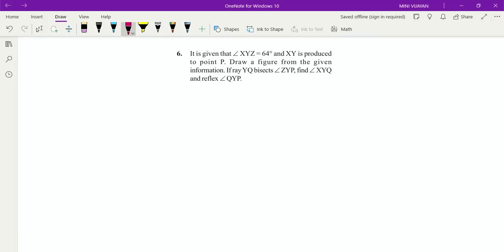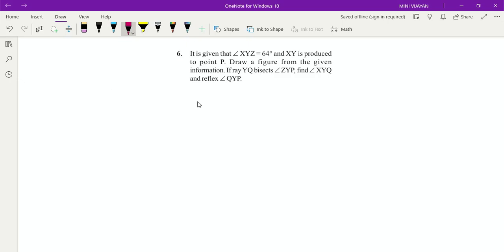So we are at the last question of exercise 1, sixth question. Here the figure is not given. You have to draw the figure according to the points given in the question. It is given that angle XYZ is equal to 64 degrees. XY is produced to point P. Draw the figure from the given information. If a ray YQ bisects angle ZYP, find angle XYQ and reflex angle QYP.